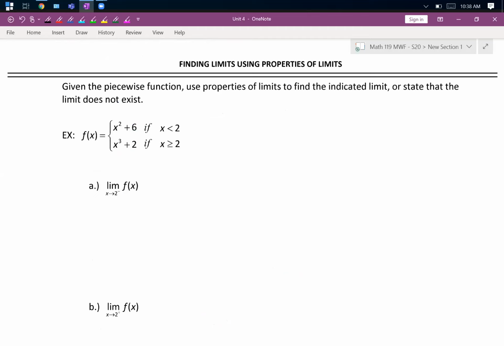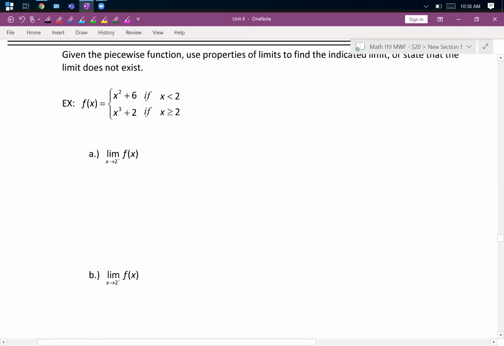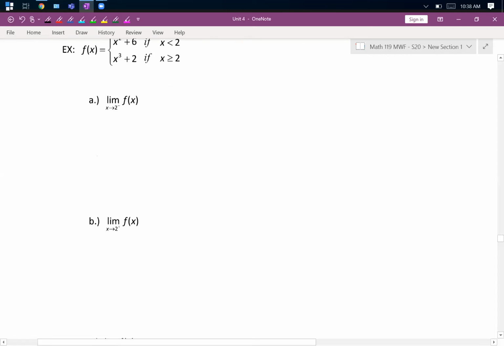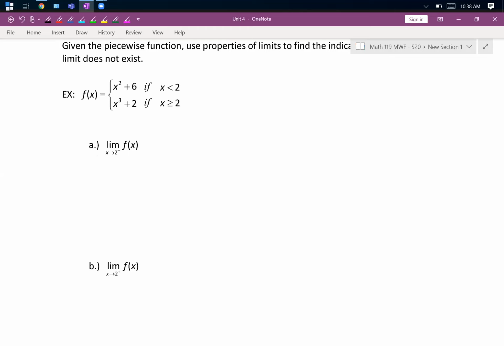All right, so these last two are piecewise functions. Like I was saying, I'll do this one today, and then I'll start class on Wednesday, putting you guys into groups, and you can do the second one. All right, we want to use our limit properties to find the indicated limit or state that it does not exist. They're asking us to find the limit as x approaches 2 in our 3 parts, but you'll notice that that's right where our piecewise function splits, right? X less than 2 and x greater than 2.